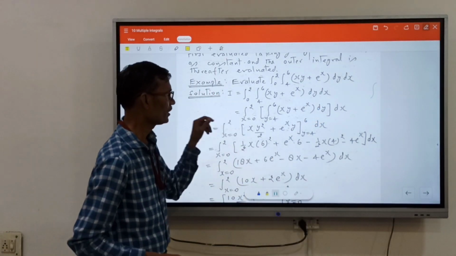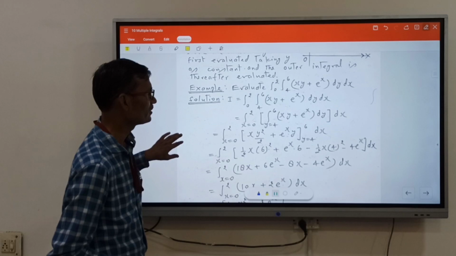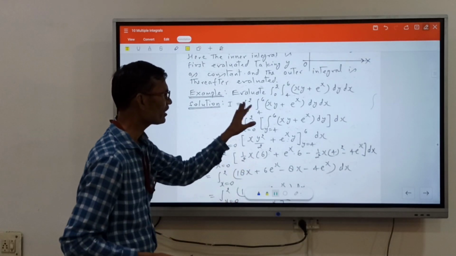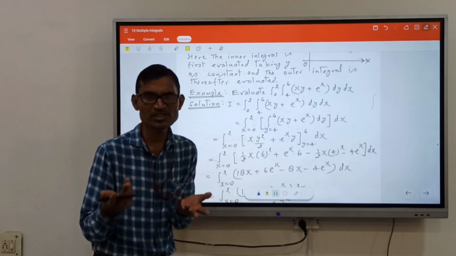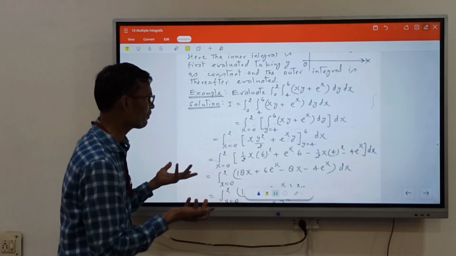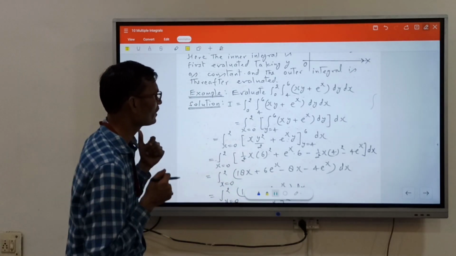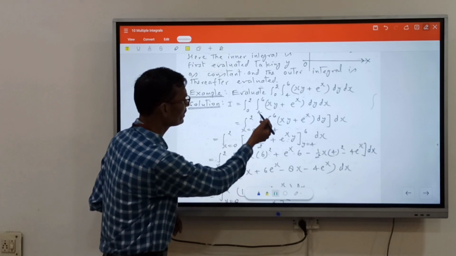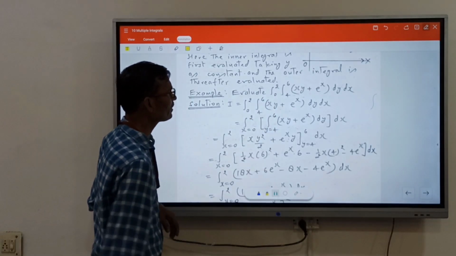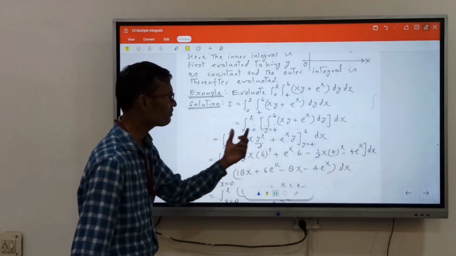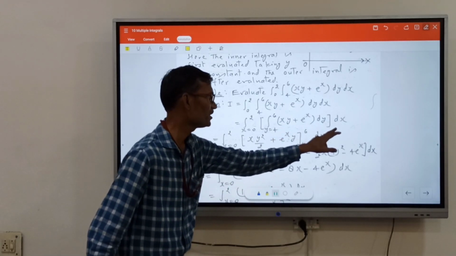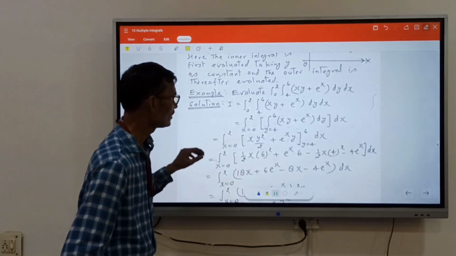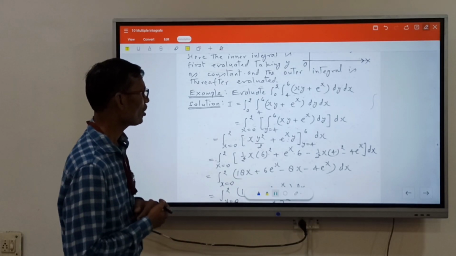So here we have to make this one. All the limits are constant, so we can choose any order. Let us use the same order. Since this integral sign is in the internal mode, we will first integrate the function with respect to y and then with respect to x. I will show you how it is done.